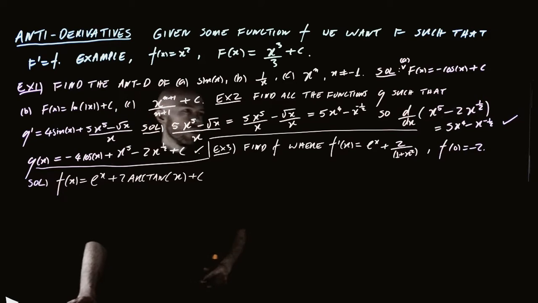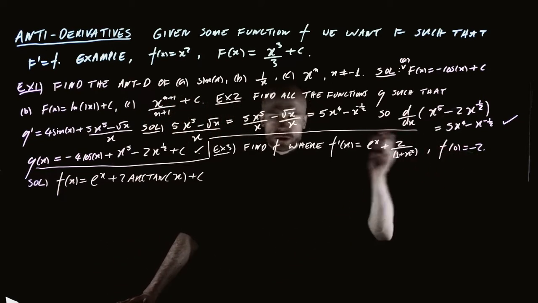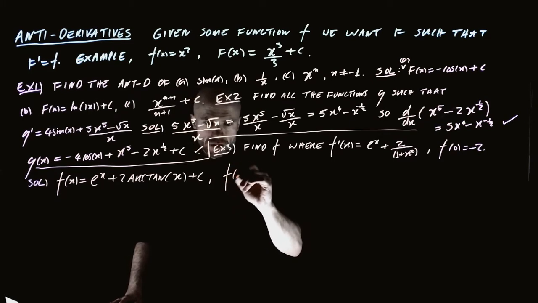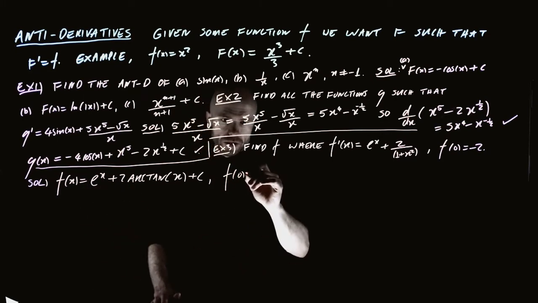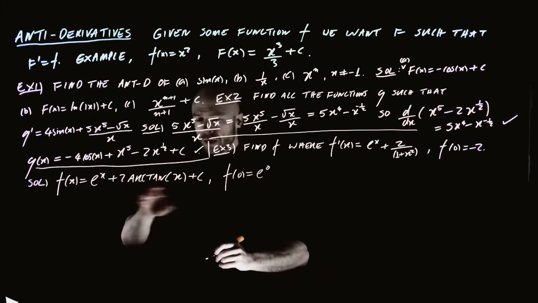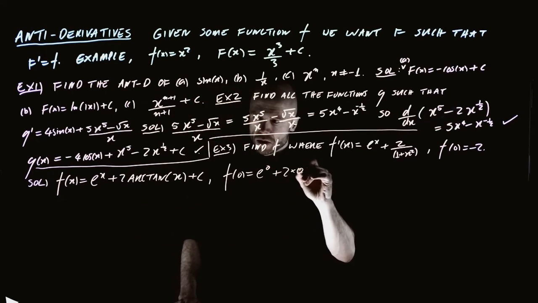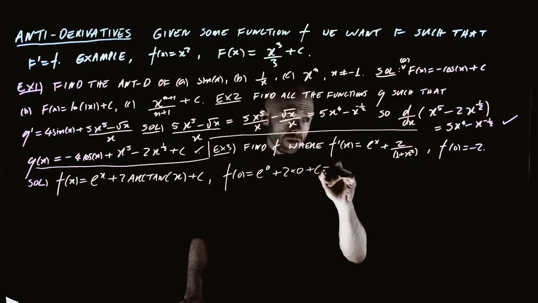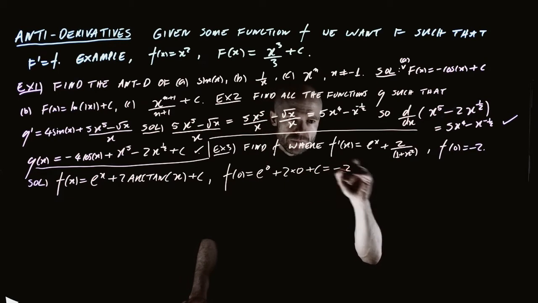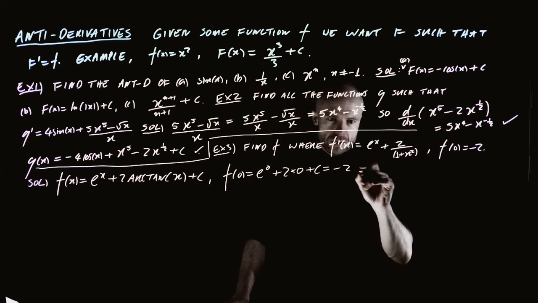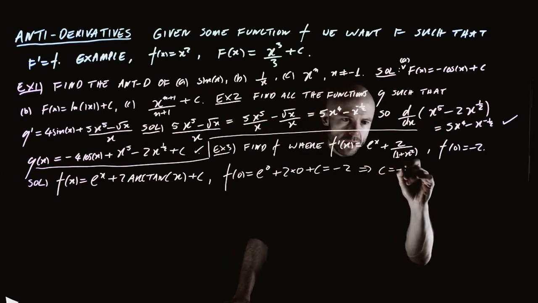Yeah? But we also know that f of 0 is minus 2, so we can further analyze this. Because if we put f of 0 into this, put 0 through this, we're going to have e to the 0, which is just 1. Arctan of 0 is 0, so it's 2 times 0 plus constant c, and it's equal to minus 2. Yeah? This is 0, this thing is 1, so this implies that c is equal to minus 3. Let's write that better.